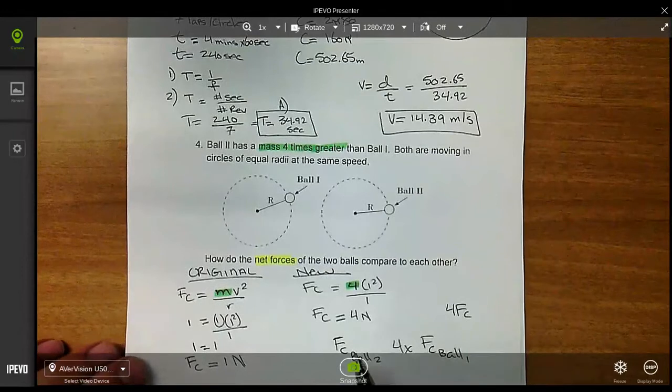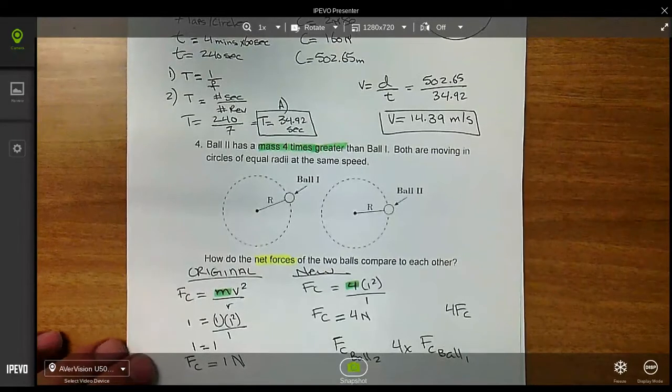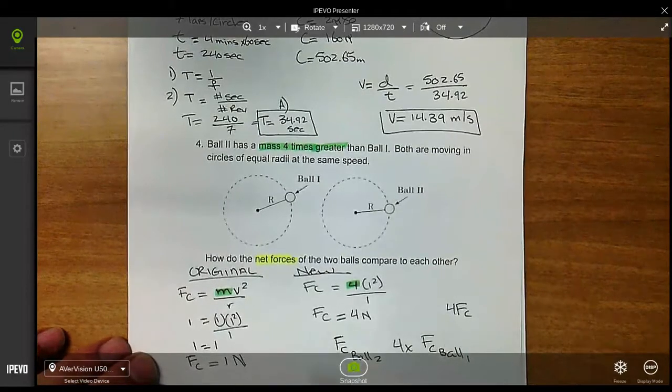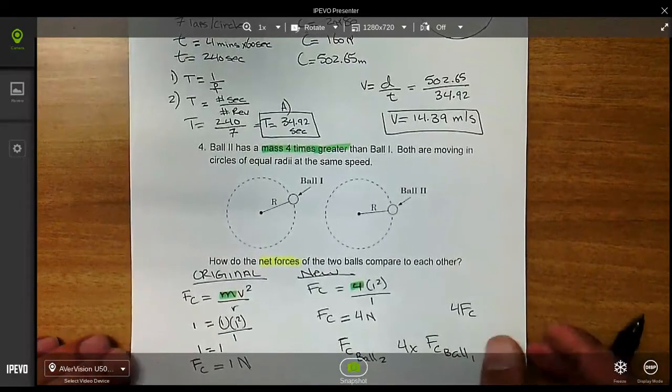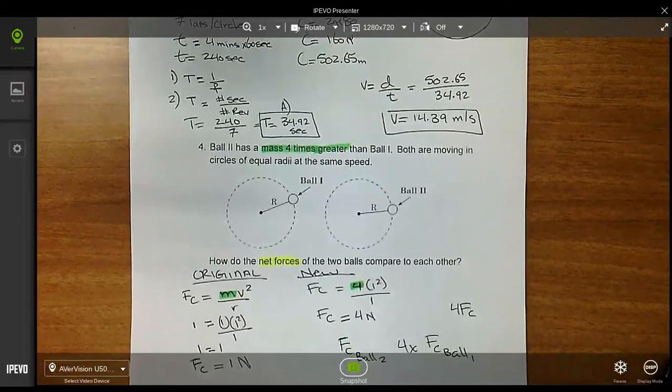The relationship is that the second ball is 4 times greater, or that the first ball is 1/4 of the second scenario, the second ball. So there's another logic problem.